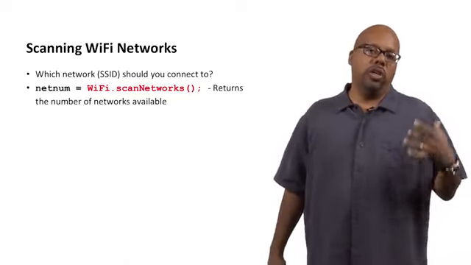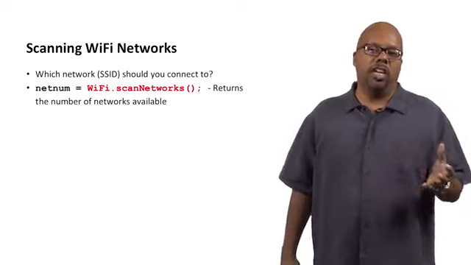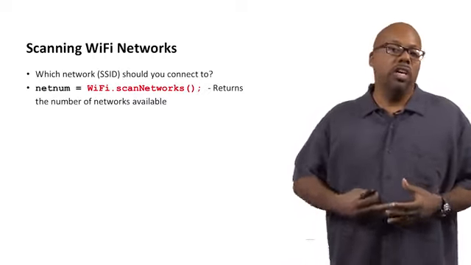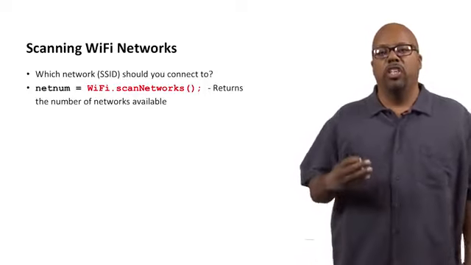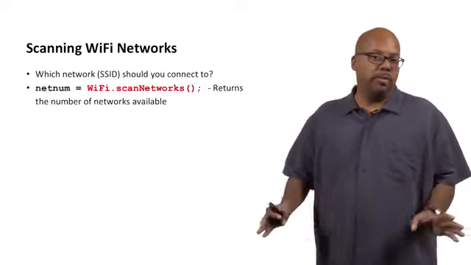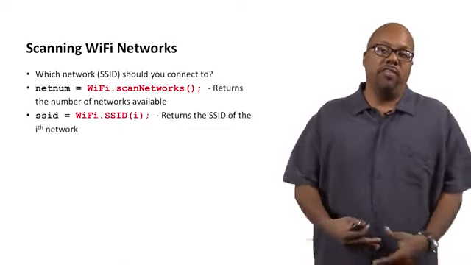So one thing is you're going to want to scan for networks. It's very common to scan for networks. So they provide a function, Wi-Fi.scanNetworks. That returns the number of networks available. It doesn't return the names of networks, just the number. If it found 5 networks, it returns a 5.